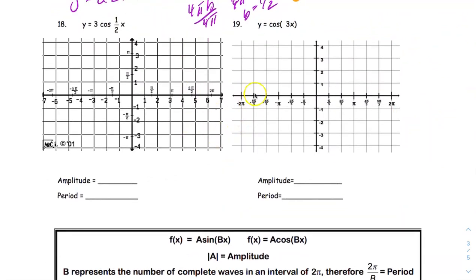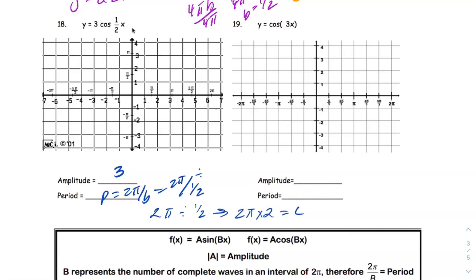Next one, some more graphing. Just some practice. So y equals 3 cosine 1/2 x. Again, I always like to write down what they are. So a is 3. Period equals 2 pi over b. My b here is 1/2, so it's 2 pi over 1/2. Remember the way you do that is divide. It's a divide sign. So 2 pi divided by 1/2. Rewrite that: it's 2 pi times the reciprocal. So 4 pi. So I'm going all the way to 4 pi.